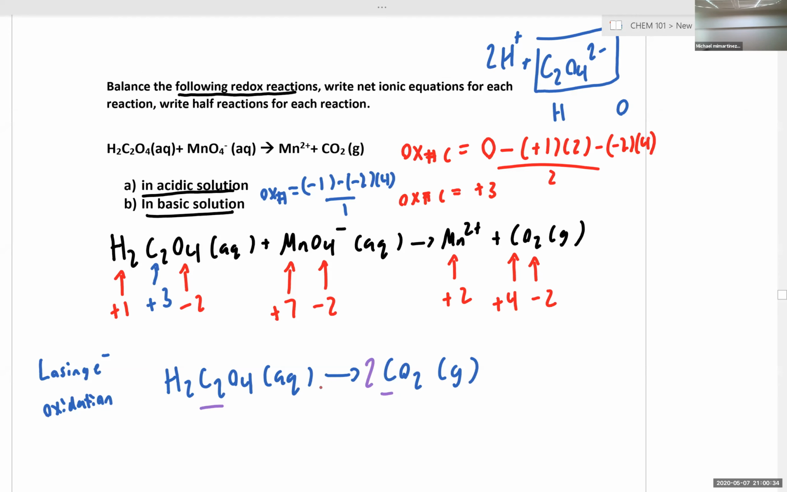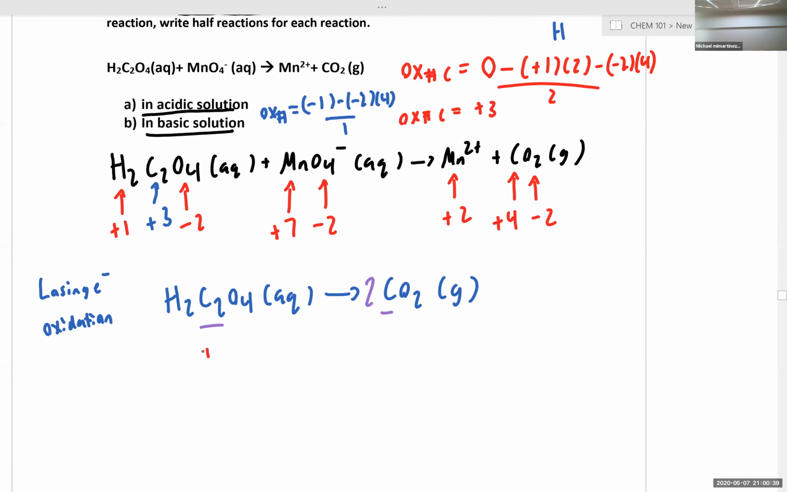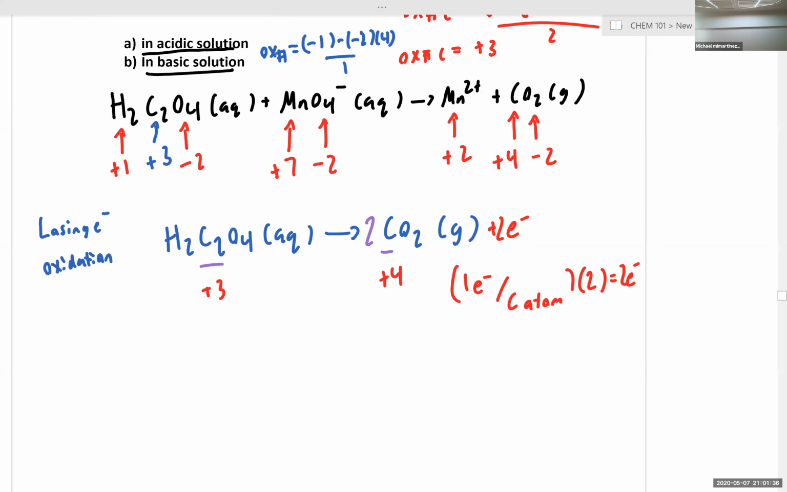Okay, so let's now look. We went from +3 to +4. So how many electrons have we lost per carbon atom? One. And how many carbon atoms are participating in this process? We have 2 carbon atoms on each side. 1 times 2 gives us 2 electrons. If we lose 2 electrons, what side do we place our electrons, the left or the right? The right. Okay, perfect. However, rewriting this equation, we still have a little bit of work to do.